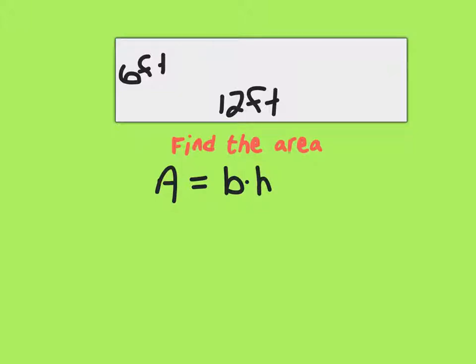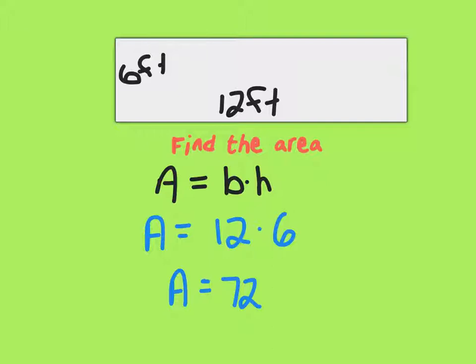All right, let's see how you did. You need to find the area. We don't know it. We do know the base, so I'm going to substitute 12 in for the B. And we do know the height, so I'm going to substitute the 6 in for the H. And then all I have to do is multiply, and I get A equals 72. Remember, because we have feet, we need to put feet. And because we found the area, we need to put squared. And then I'm done.